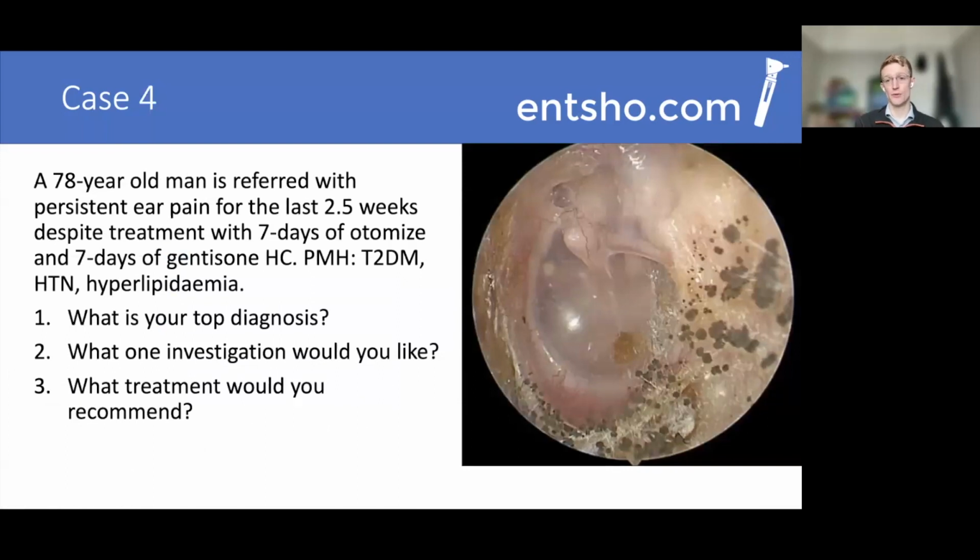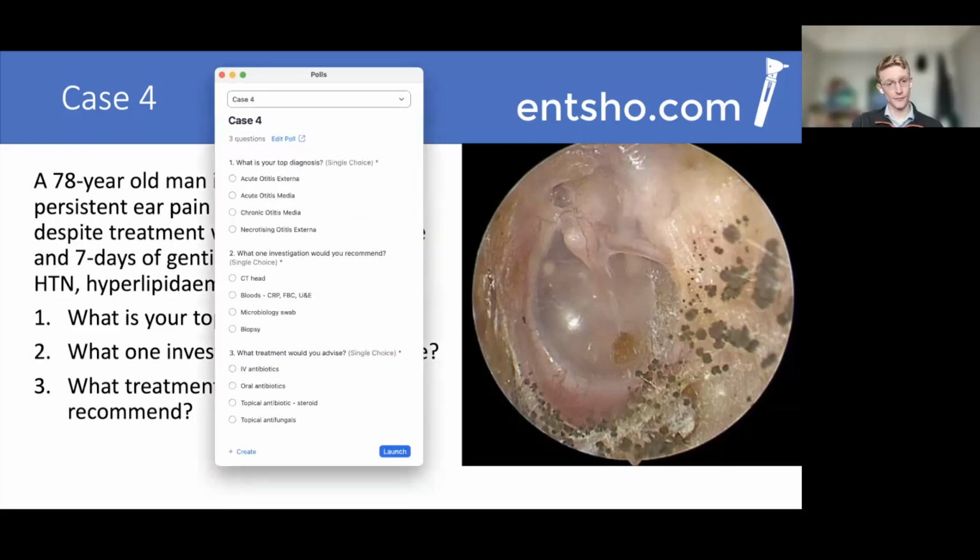Okay, so now next case. This is a 78-year-old man who's referred with persistent ear pain for the last 2.5 weeks, despite treatment with 7 days of Otitis and 7 days of Gentisone HC. He's got a past medical history of type 2 diabetes mellitus, hypertension, and hyperlipidemia. This is obviously his ear that you're looking into. So again, what's your top diagnosis? Which one investigation would you like? And what treatment would you recommend? And I'll start the timer. Do pause it if you want more time.